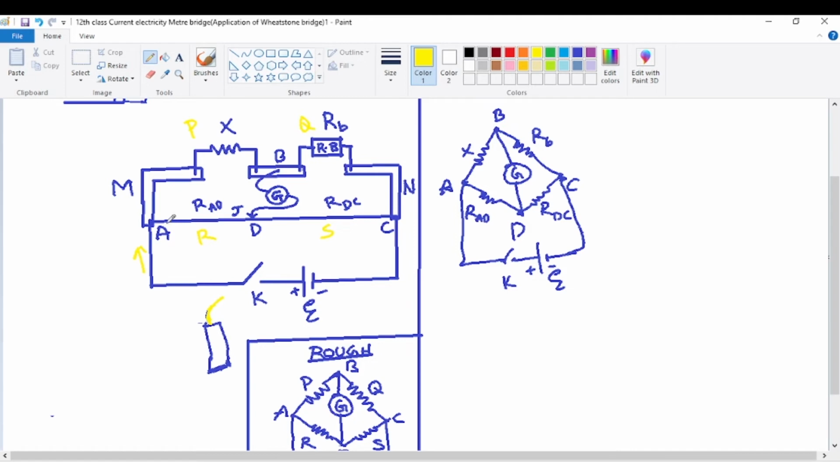Firstly, the jockey is pressed at the left hand A. Then immediately current will be flowing. We already saw that A is at a higher potential, 100 volts, and B is at roughly 50 volts. So immediately the galvanometer will show a huge deflection in one direction, because a large amount of current will be flowing. Then, slowly, the jockey is moved along the bridge wire from A towards the other end.